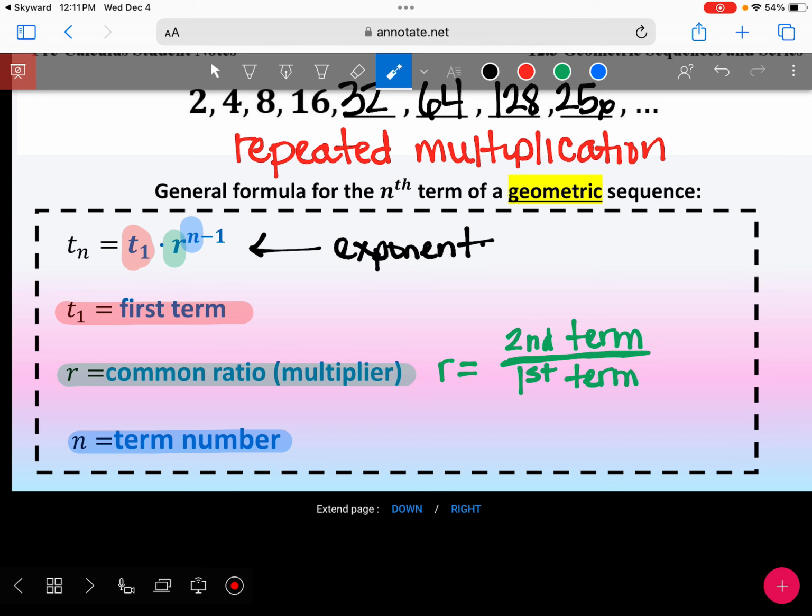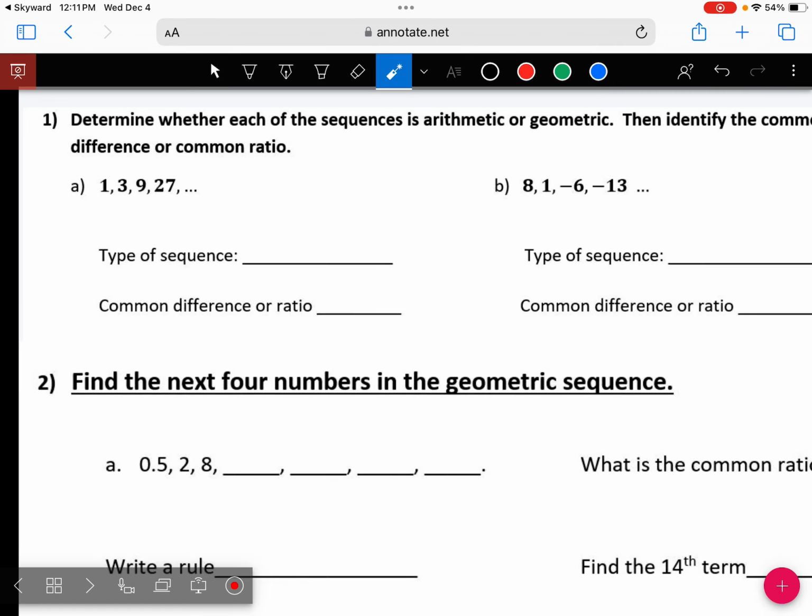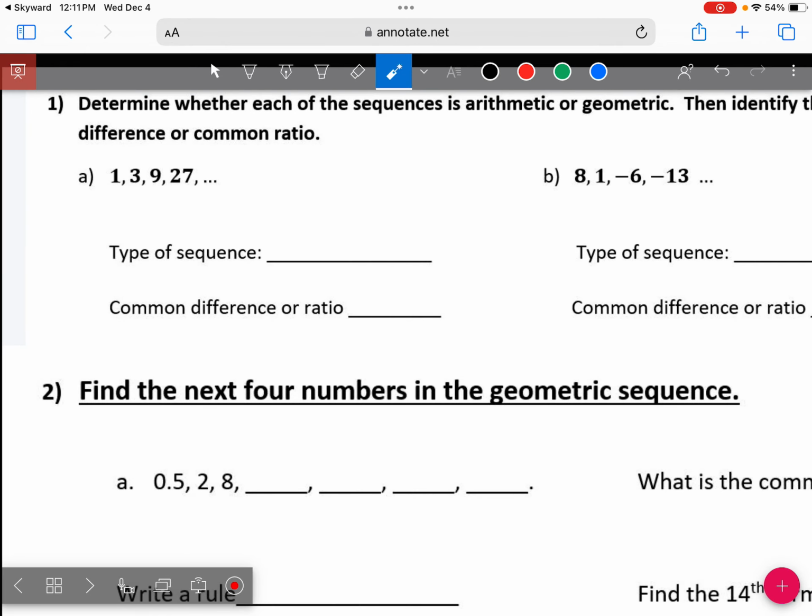Any questions? Anybody need more time to copy this down? All right, so let's look at these. First example. So we're looking at these two examples. What kind of sequence do you think we have here? Geometric. We went from 1 to 3, 3 to 9, 9 to 27. So this would be a geometric.